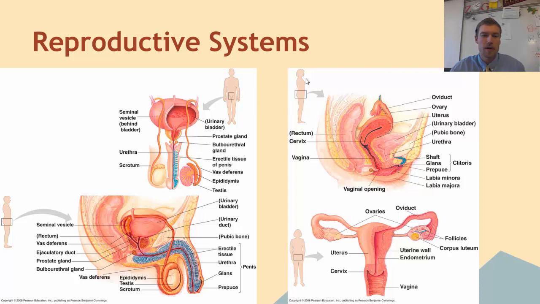The reproductive systems for males and females are both similar and different at the same time. They both have a place where the actual sex cells are produced. In the males, that is the testes, where the sperm are being produced, and in the females, it is the ovaries. And then there is a duct. For the males, that is the vas deferens. For the females, that is the oviduct that is going to be transporting the eggs down into the uterus. And then both of them have a way to expel those sex cells.